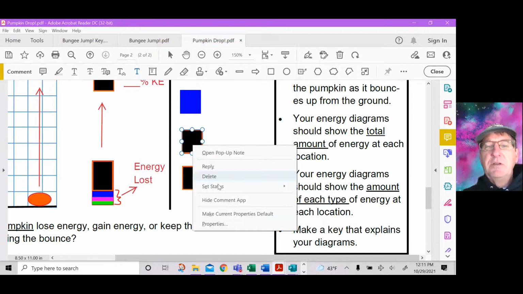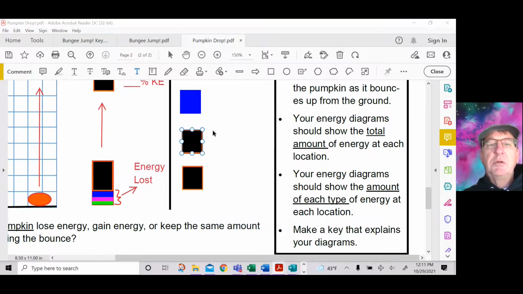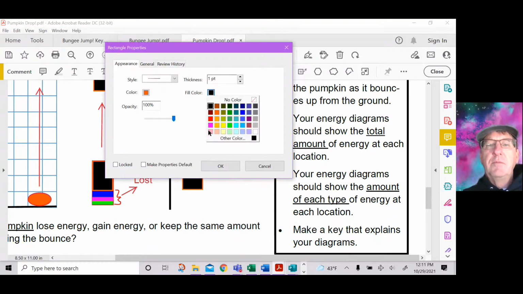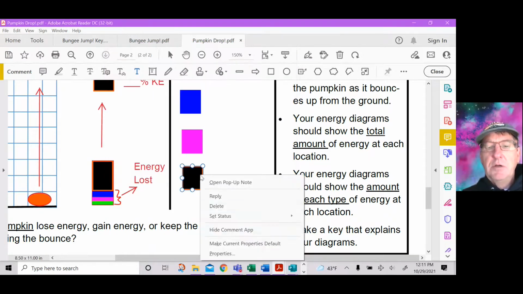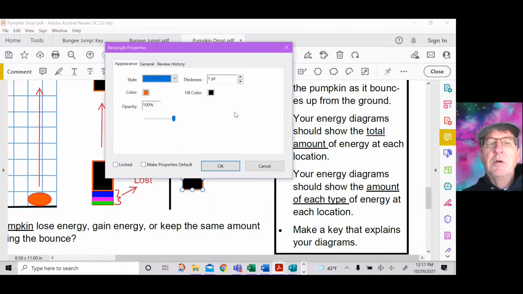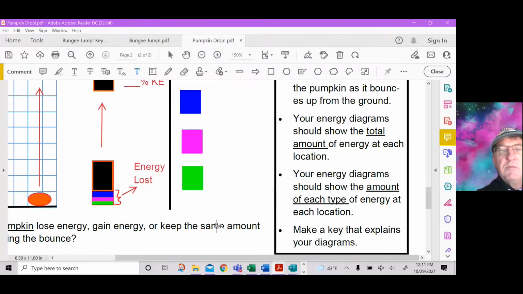One of them was, what is that? Purple? And one of them was green. Who's that green? Lime green? Tennis ball green? What are those 3 types of energy that were lost?